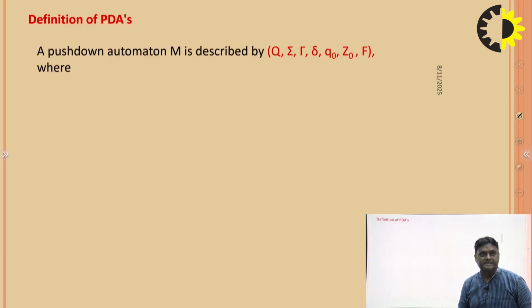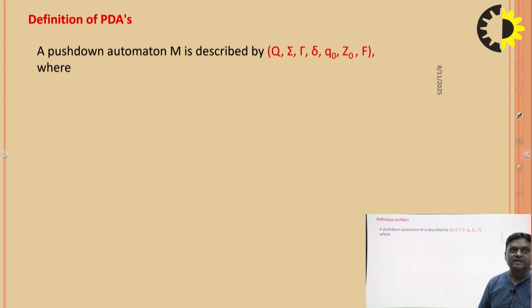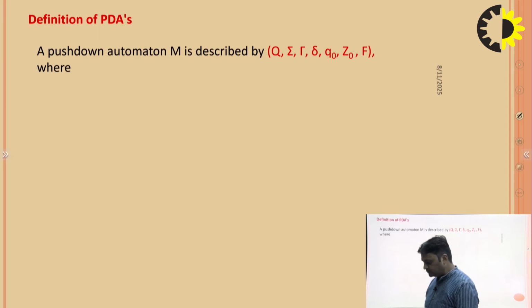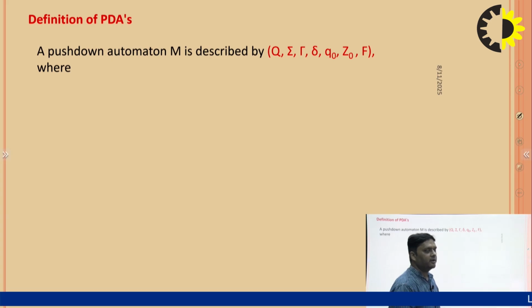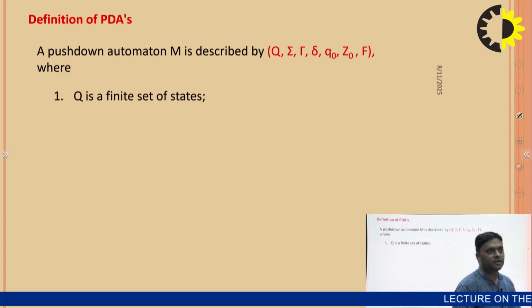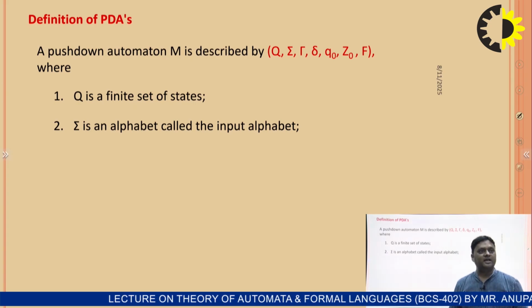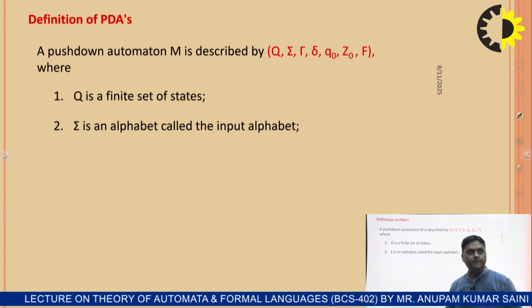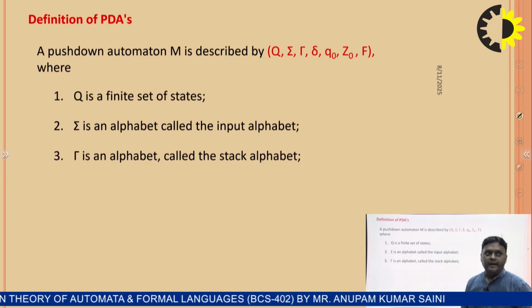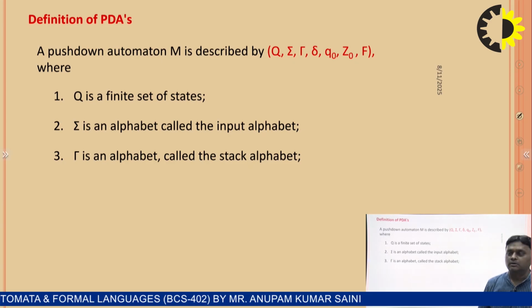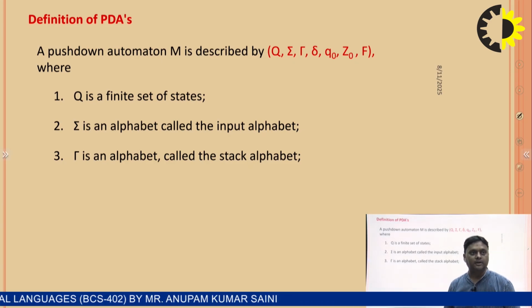Basically, PDA has 7 tuples: Q, sigma, delta, tau, Q naught, Z naught and F, where Q is a finite set of states, sigma is an alphabet called the input alphabet, and tau is an alphabet that is called the stack alphabet.